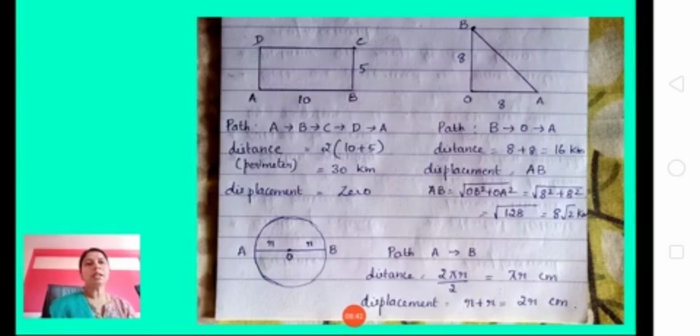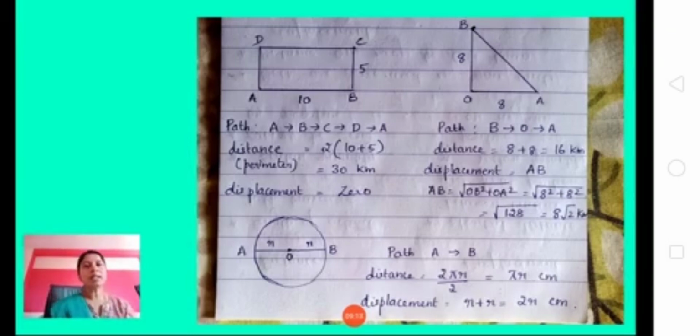But if you see the displacement, if you see the figure, it is a right angle triangle. And we know that displacement is going to be the shortest distance. So if you see this triangle, AB is the hypotenuse. So we know that by Pythagoras theorem that hypotenuse square is equal to the sum of the squares of the other two sides. So displacement will be 8 root 2. So displacement value will be lower than that of distance.